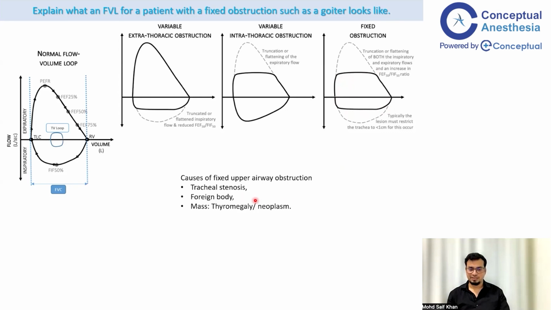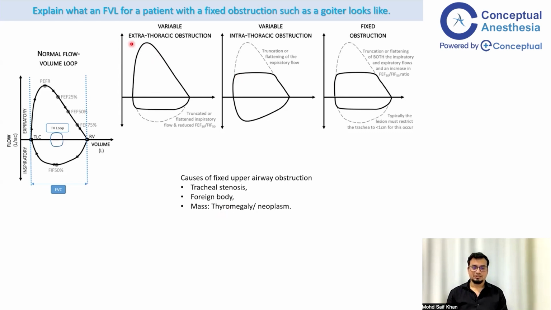What are the causes of fixed airway obstruction? There could be a tracheal stenosis. There could be a foreign body inside the airway, which is fixed, which is not acting like a ball valve or mobile foreign body. It is a fixed foreign body at some place in the upper airway. And another cause is a mass, either a neoplasm or simply a thyroid gland enlargement. All right. So remember these three very well. I think you are very clear.